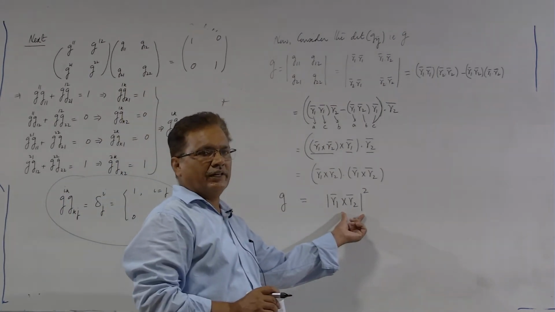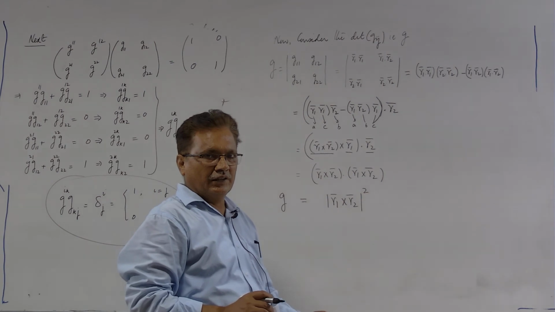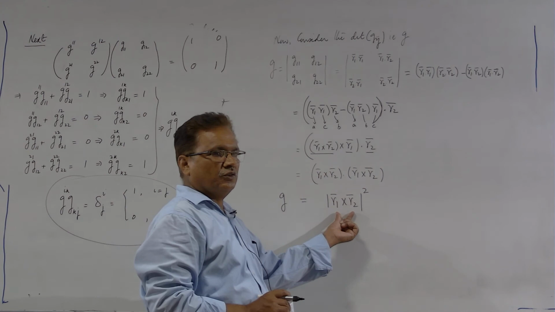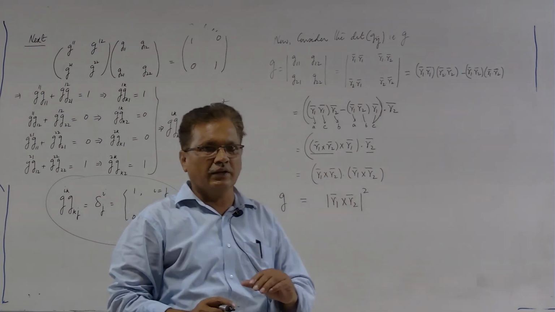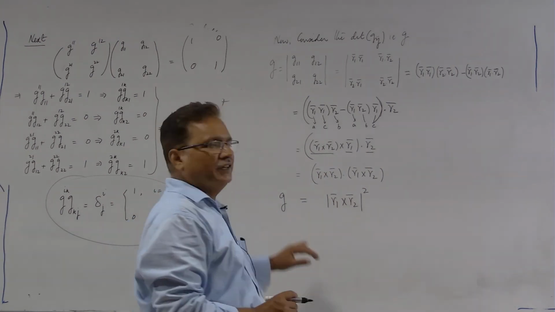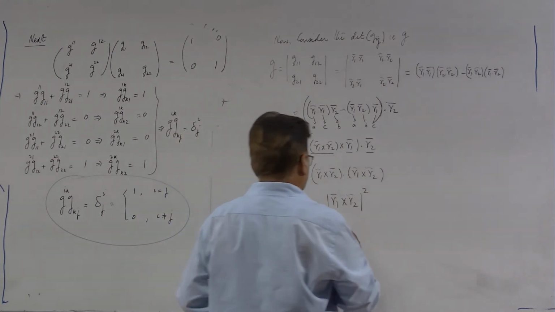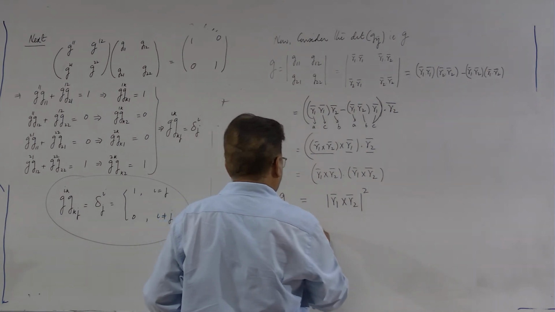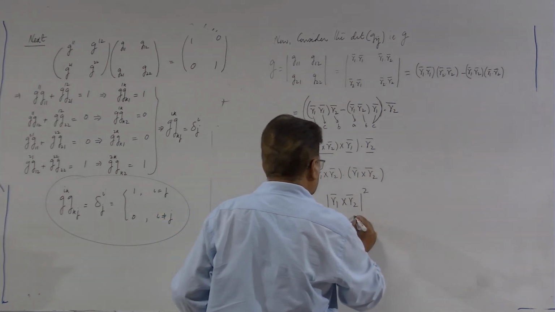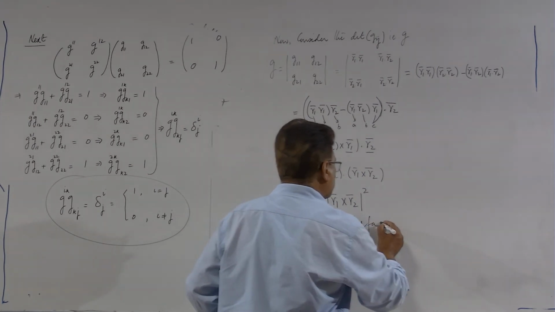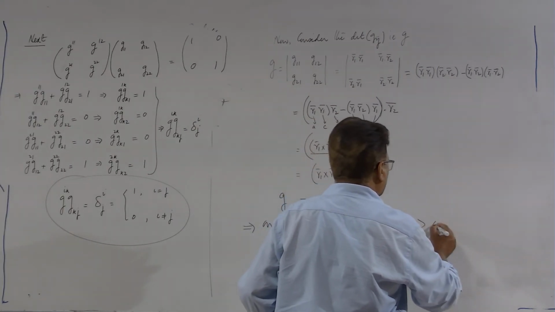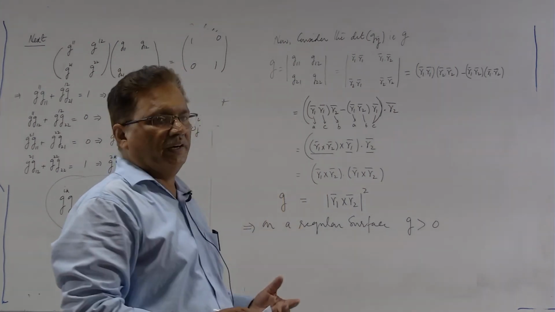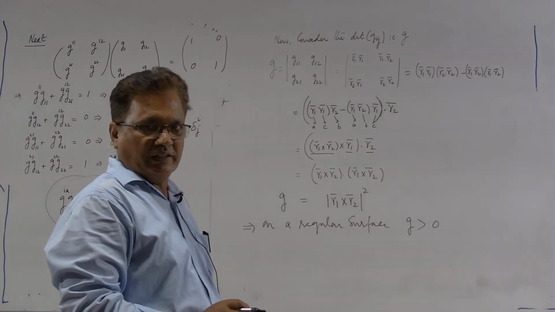We know that R1 cross R2 is a non-zero vector on a regular surface. In fact, it is one of the characterizations of regular surfaces that this is non-zero. So if the surface is regular, then this determinant will be non-zero. In fact, it will be positive. So on a regular surface G is strictly positive, and therefore on a regular surface you can always find the inverse of Gij.